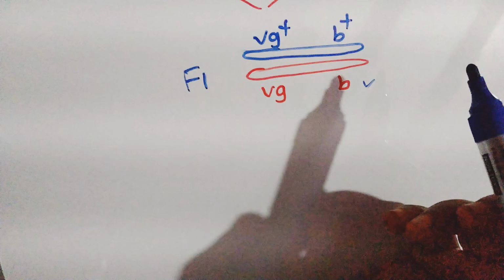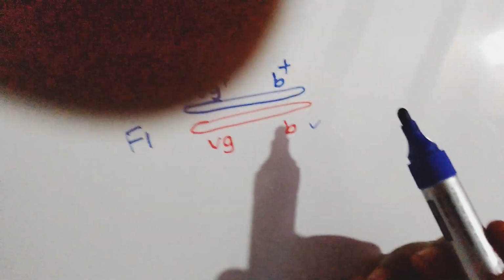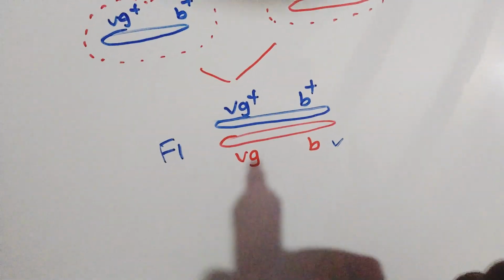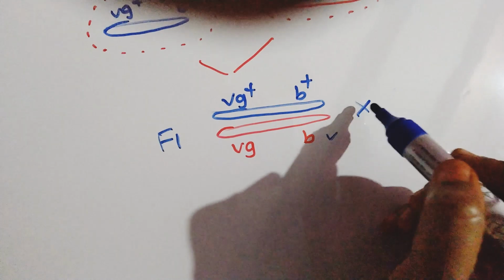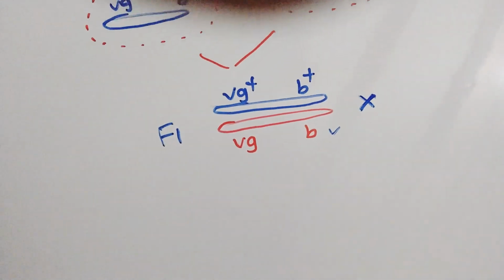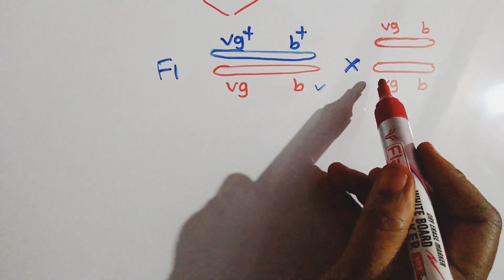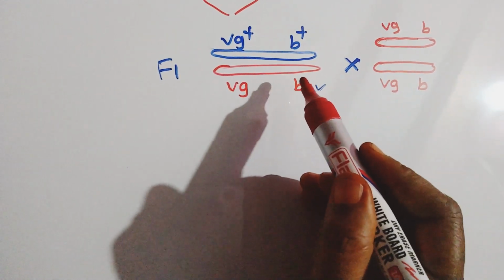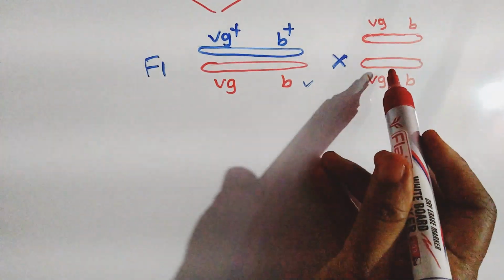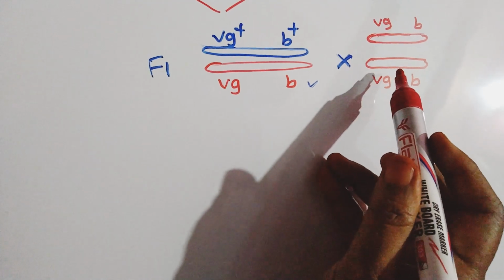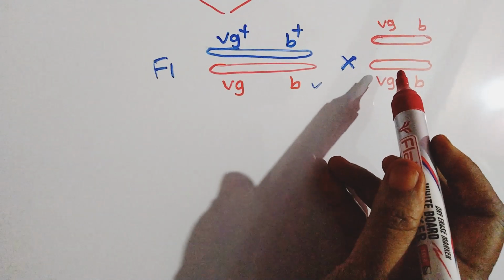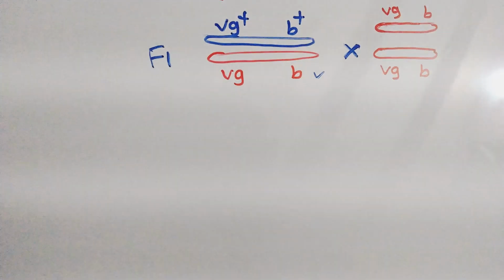We need to do a test cross of this F1 with a double recessive parent. Test cross is nothing but the F1 individual being back crossed with its recessive parent. That is called a test cross. Here we are getting the gametes in this way.